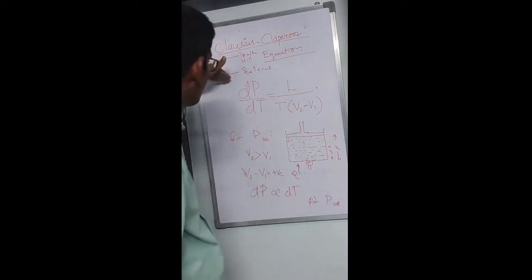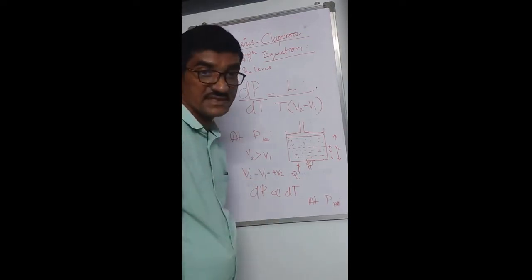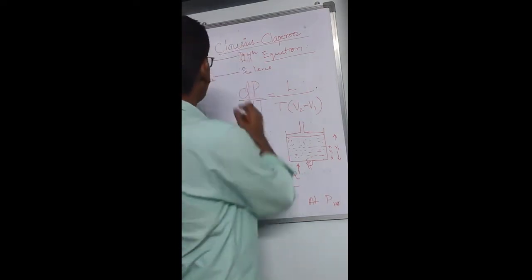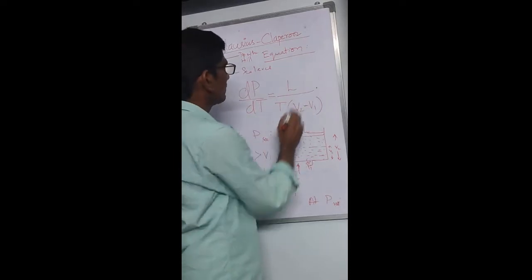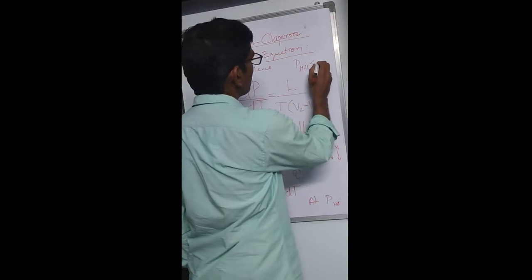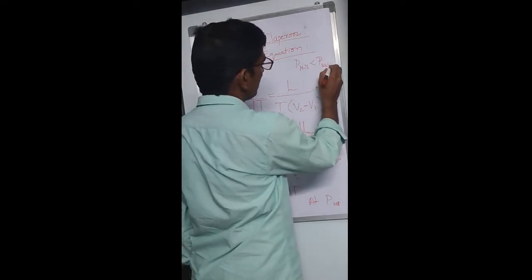As you move up from the ground to the top of the hill, what is happening? Whether the pressure is increasing or decreasing. The pressure is decreasing. As you move up, pressure is decreasing. Okay. Here P hill is less than P sea level.